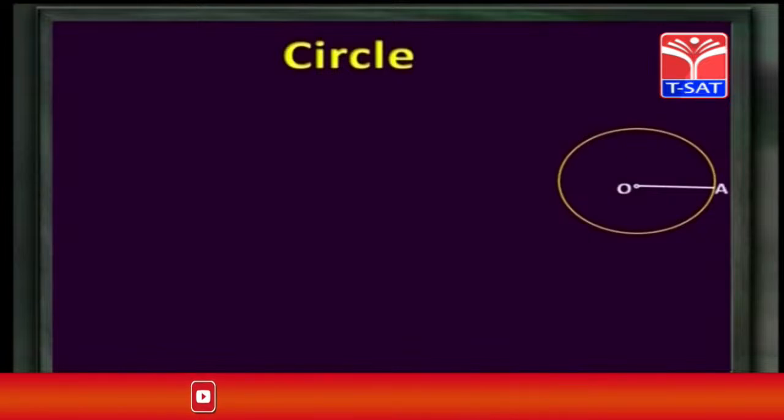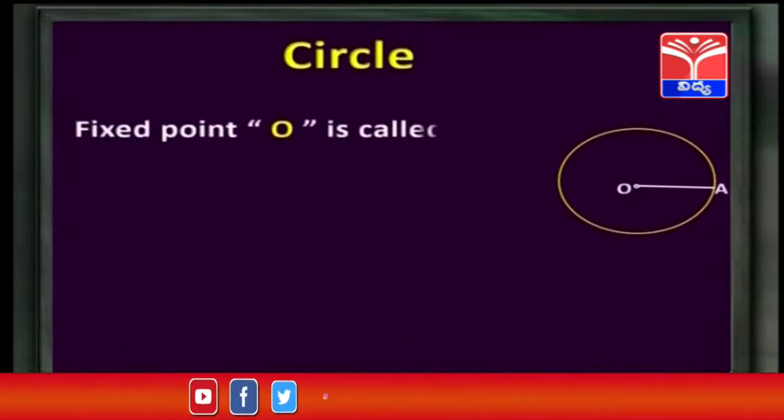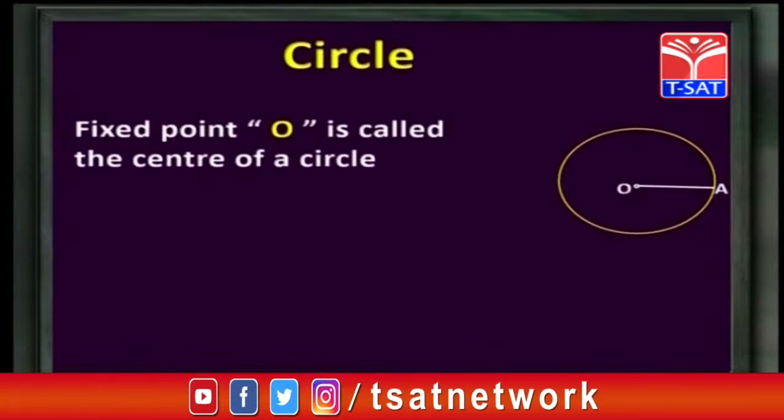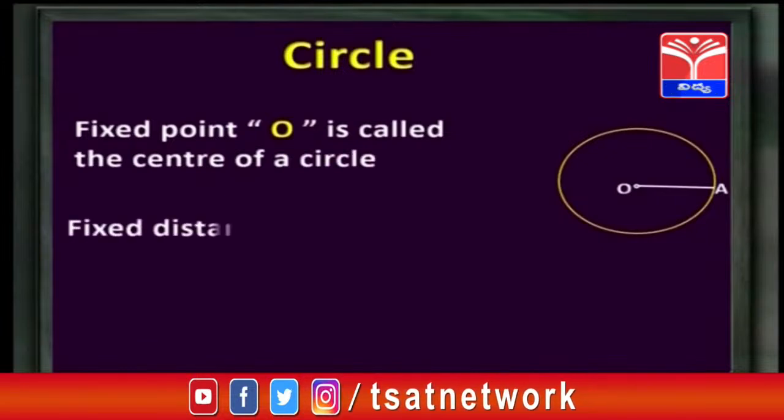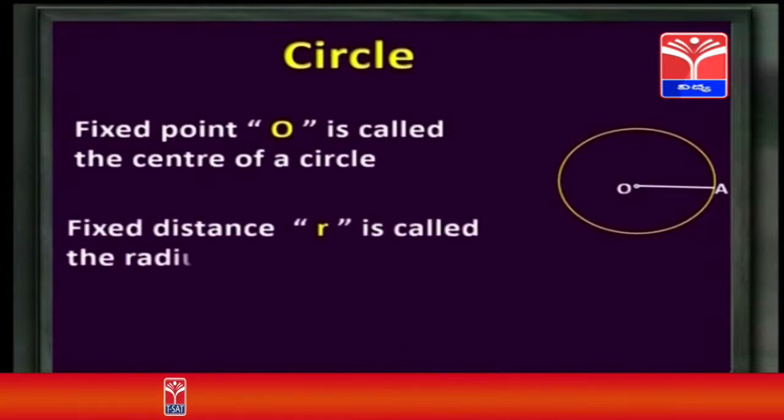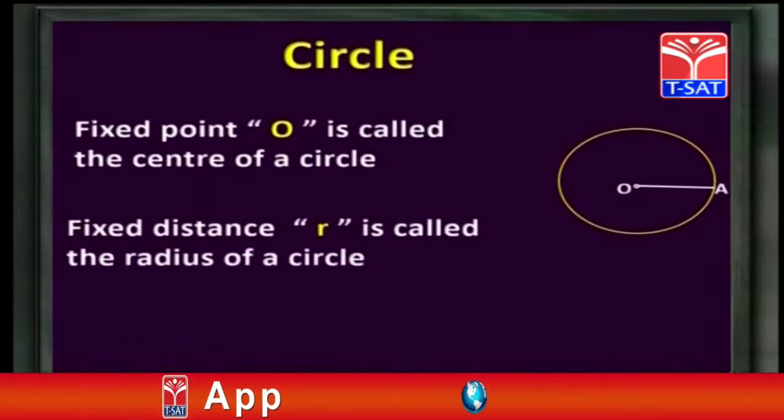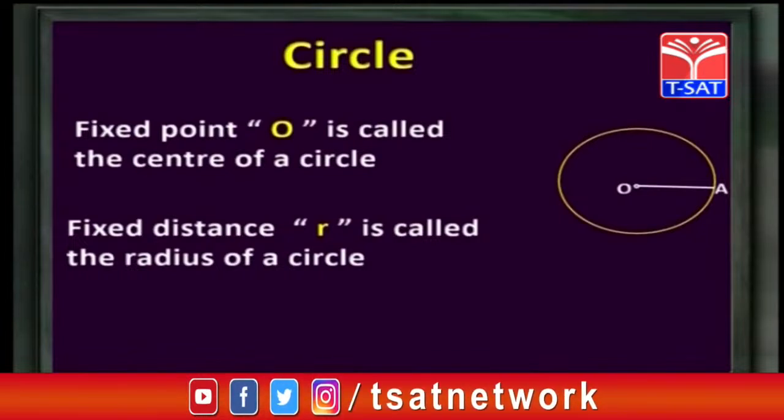Let us see, this is a circle which has center O and OA is a radius. The fixed point O is called the center of a circle and the fixed distance R is called the radius of a circle. That means for every circle we have a center and a radius. The center is a fixed point which we generally denote by O, and the radius we denote by R.